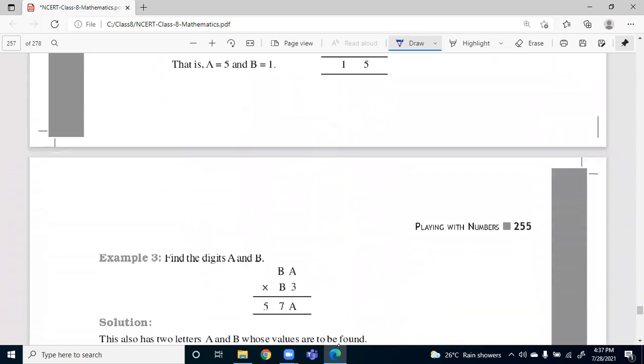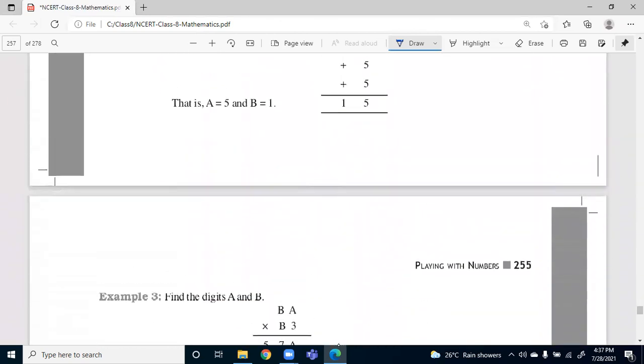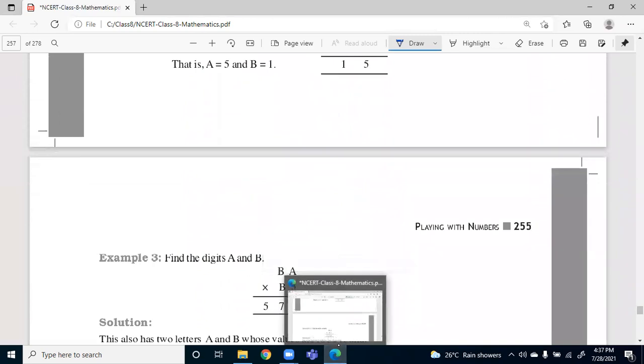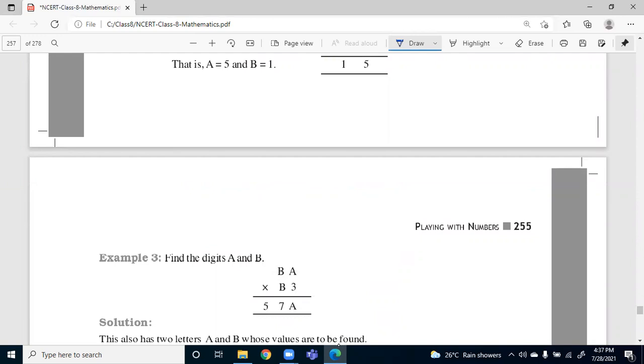Yes, ma'am. Okay, so let's come now to multiplication. BA into B3 is 578. So we will be starting with the first number. 3 will get multiplied to A. So 3 into A is 8. This should be the first.